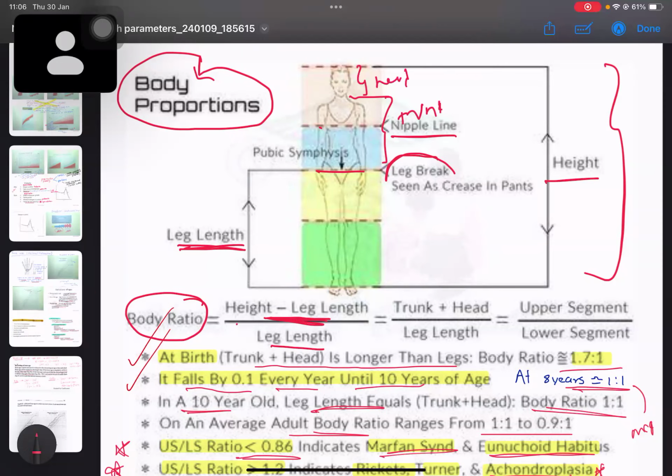So trunk plus head is the height minus leg length over leg length. It means upper segment over lower segment. So this is the lower segment and this is the upper segment. Okay, lower segment and upper segment.